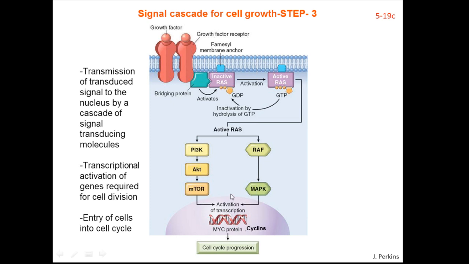Now imagine, as I told you earlier, the mutation in RAS will trap RAS in the active state. By the same token, a mutation in PI3 kinase, mutation in RAF, mutation in AKT, anything along this pathway, could lead to a state of sustained signaling, and the cell thinks it has to divide, even though there is no growth factor stimulus coming. So there is transcriptional activation of genes required for cell division, and entry of cells into the cell cycle.